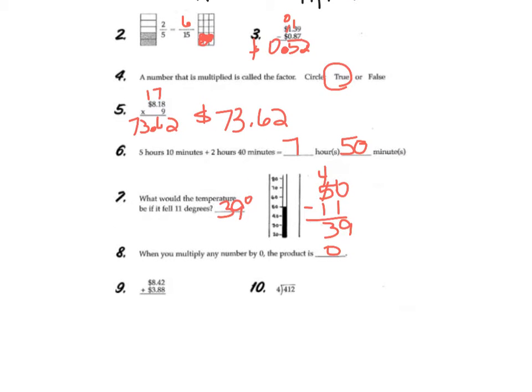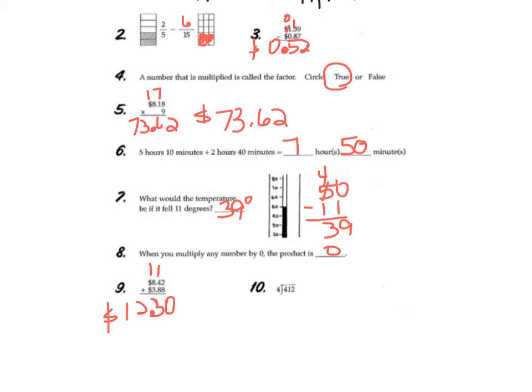And then number 9 says $8.42 plus $3.88. So 2 plus 8 is 10. Carry the 1. 4 plus 8 is 12, plus 1 is 13. Carry the 1. 8 plus 3 is 11, plus 1 is 12. And your decimal. So it's $12.30.